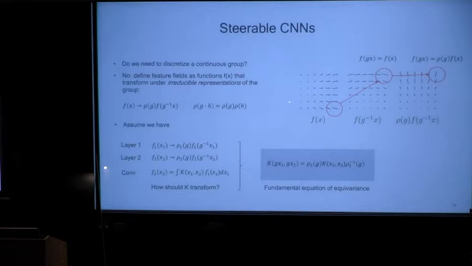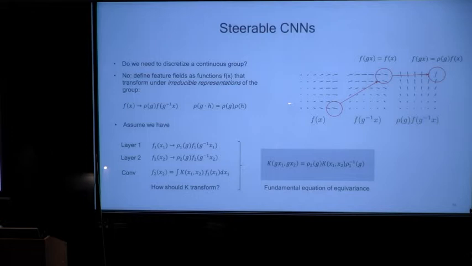So let's first quickly say, what is a representation? A representation is basically this: if I have two elements of a group, G and H, and I take their product in group space, I get a new element of the group, by definition, because it's a group. Then if I take some representation rho, which could be some matrix, that has to be the same as taking the matrix of the element G and multiplying it as a matrix with the matrix of the element H. So that's basically what a representation is.